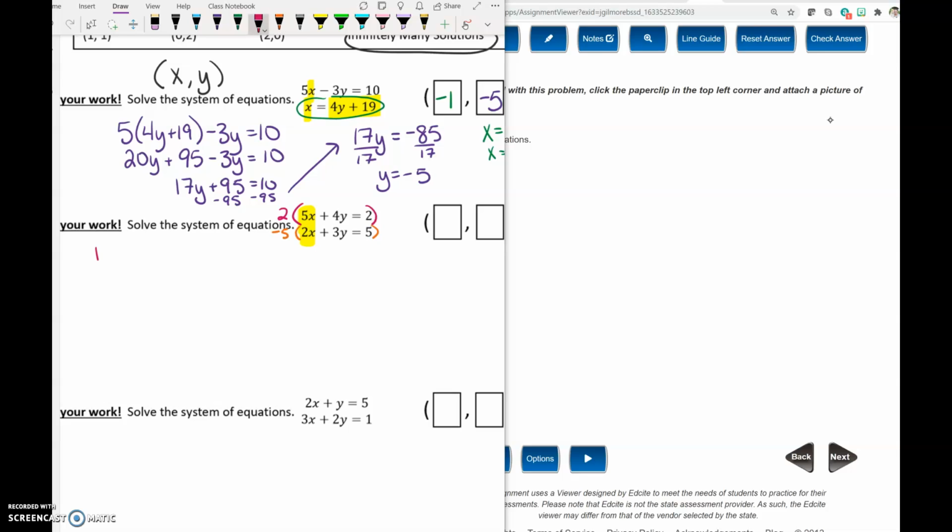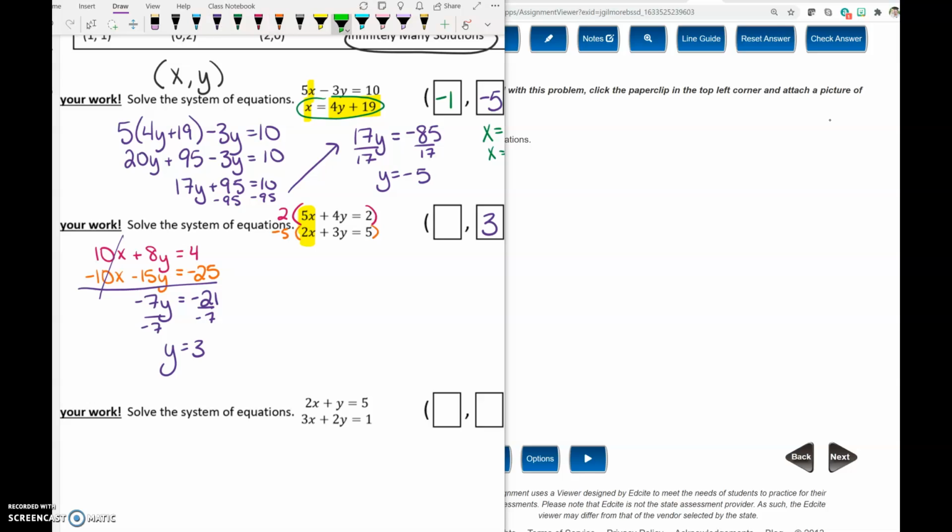So that will give me 10x plus 8y equals 4. On the bottom, -10x, -5 times 3 is -15y, and negative 5 times 5 is negative 25. We are then going to add those together. Cancels. Negative 15 and 8 is negative 7. 4 and negative 25 is negative 21. Negative 21 divided by negative 7 is 3. Our y value is 3.